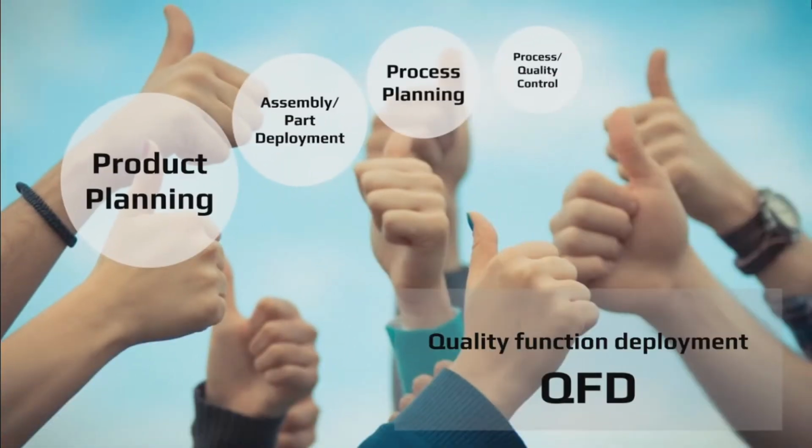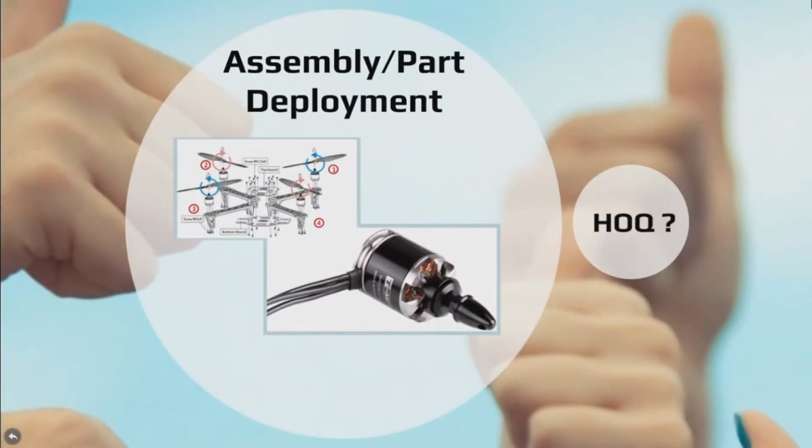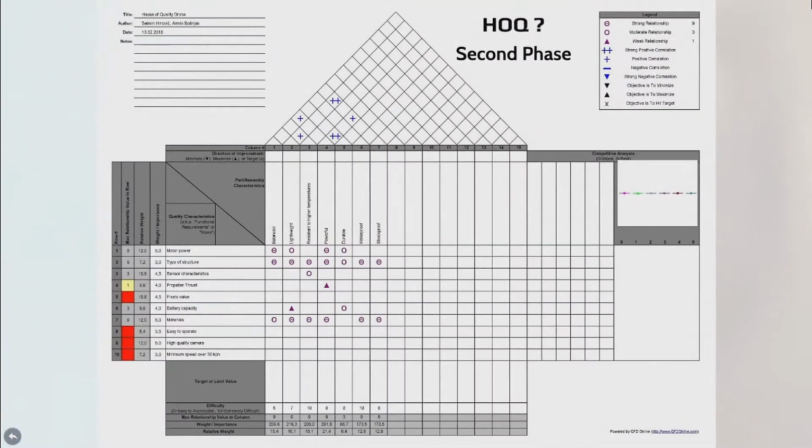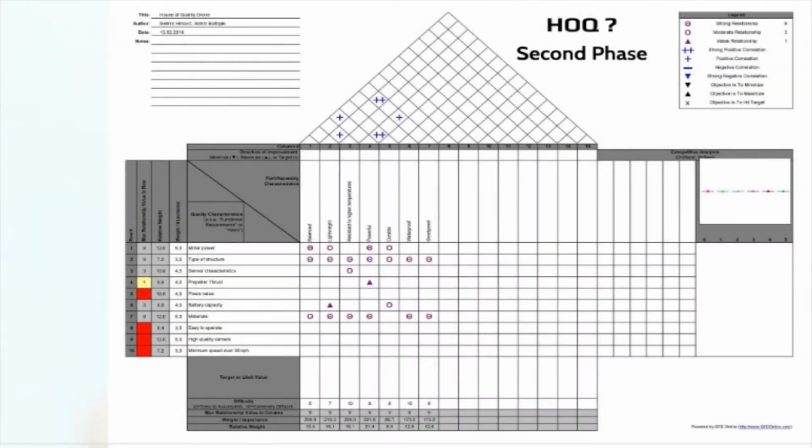After the product planning phase, we go to the second phase of the QFD approach, which is called assembly or part deployment. The product requirements or technical characteristics defined in the product planning matrix are now listed down the left side of the deployment matrix, along with priorities based on the product planning matrix importance ratings and target values. The deployment matrix is very similar to the product planning matrix.